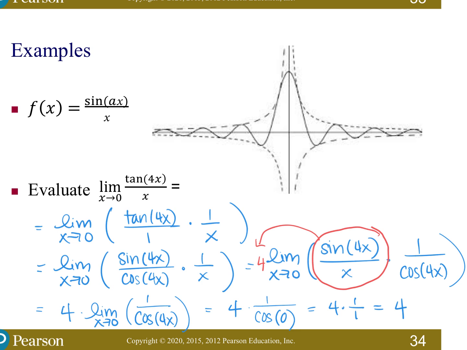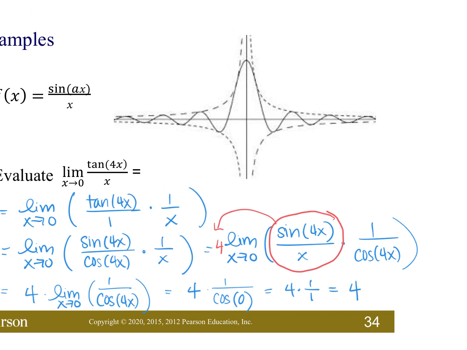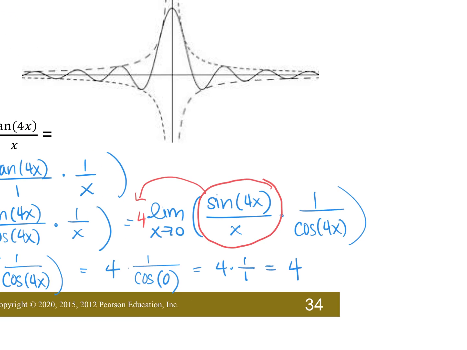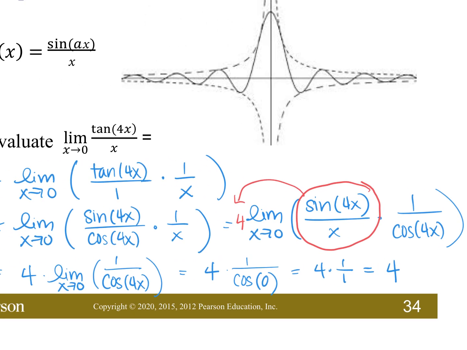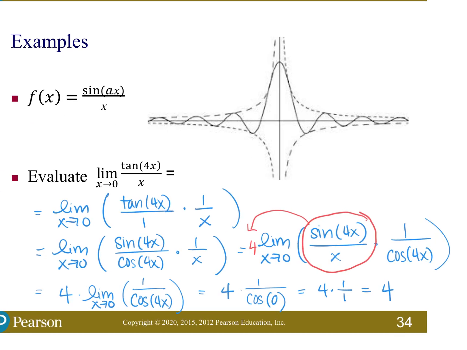Yeah, Micah. Why did we lose the 1 over x? We did not lose the 1 over x. It traded places with the cosine of 4x. Look at the order of your numerator and denominator.